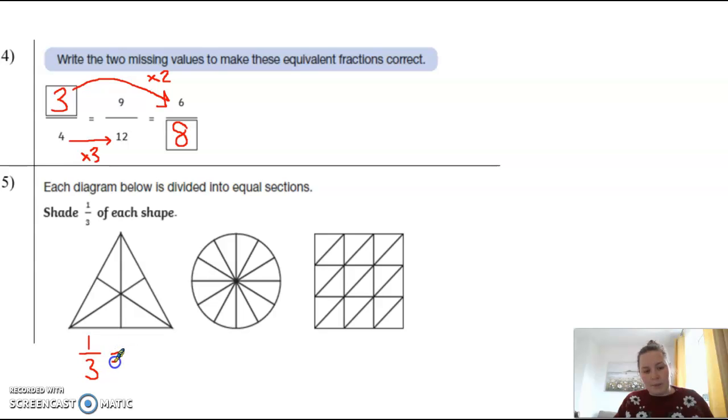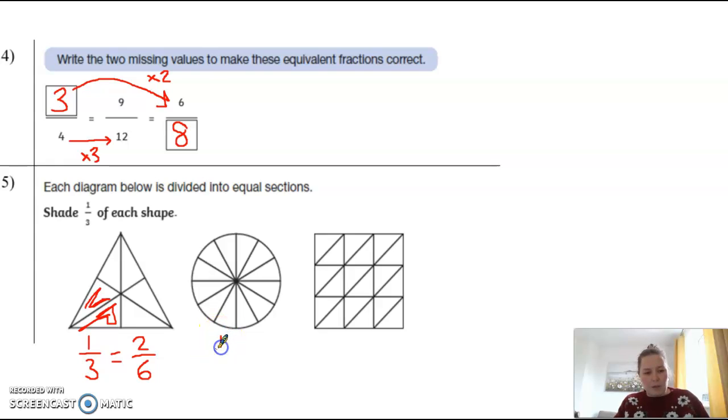I know how many parts are in my shape: 1, 2, 3, 4, 5, 6. So I need to find the equivalent fraction to get me that numerator, how many to shade. 3 times 2 is 6, so 1 times 2 is 2. So I'm going to shade in 1, 2 bits. Okay, so 2 bits shaded.